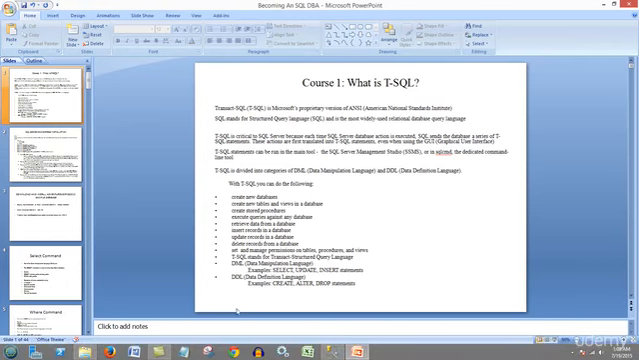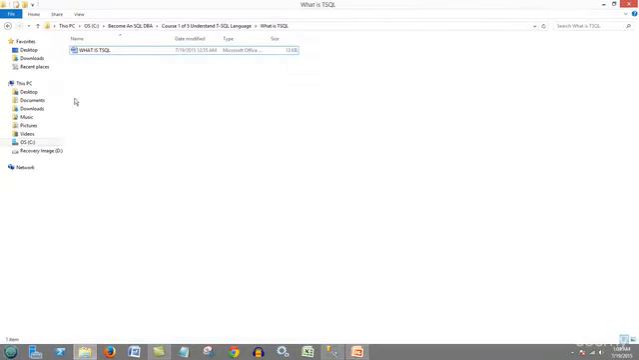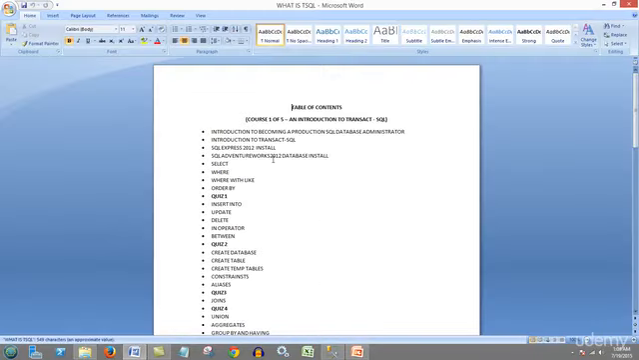So now I'm going to go over here and connect to the Word document. In this, you can see the table of contents for this course, course 1 of 5, an introduction to Transact-SQL. If you want to become a SQL database administrator, then it's critical that you learn Transact-SQL, and the commands in this course will illustrate and demonstrate for you how to do that. We will begin with an introduction to becoming a production SQL database administrator and what the prerequisites are. We'll talk a little more about the introduction to Transact-SQL.